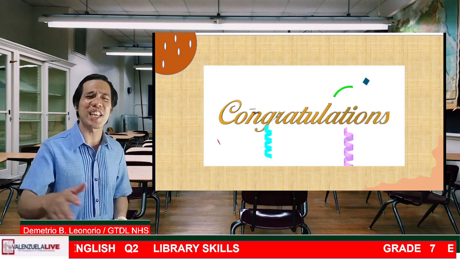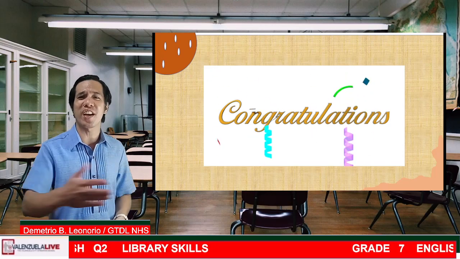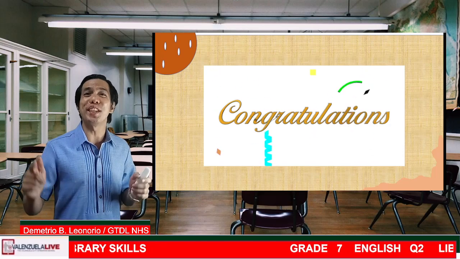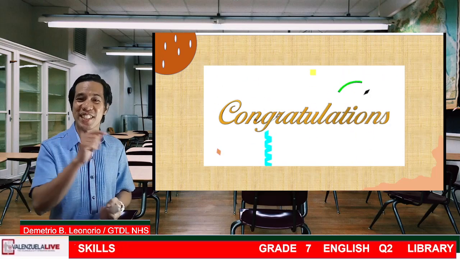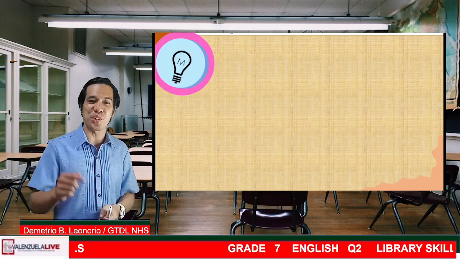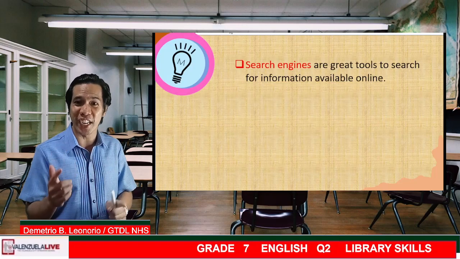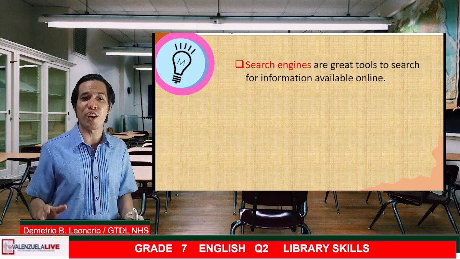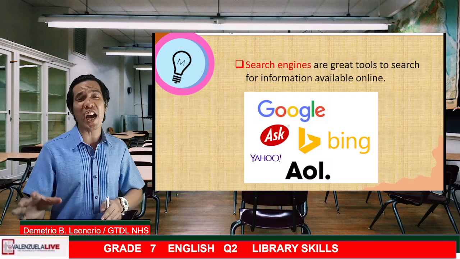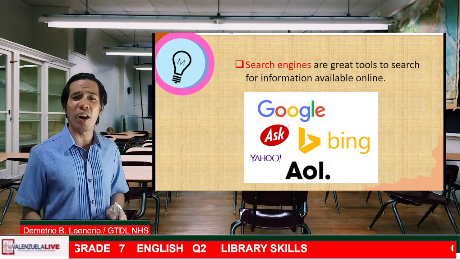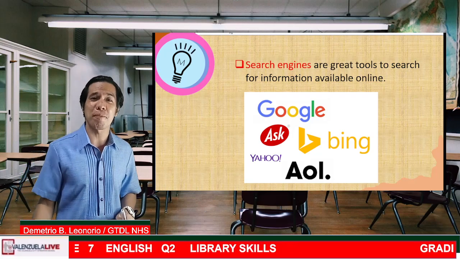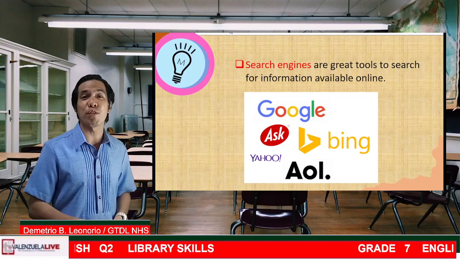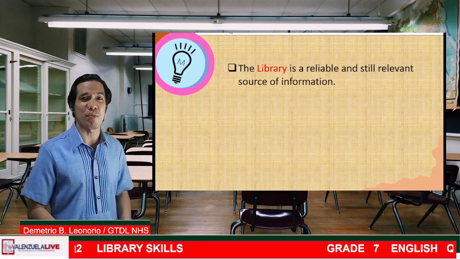And grade 7 learners, I had a great time learning English with you today. We learned a lot of things. We learned that search engines are great tools to search for information available online. Nowadays, there are several search engines to choose from, such as Google, Yahoo, AOL.com, and many others. Also, a reliable and still relevant source of information is the library.